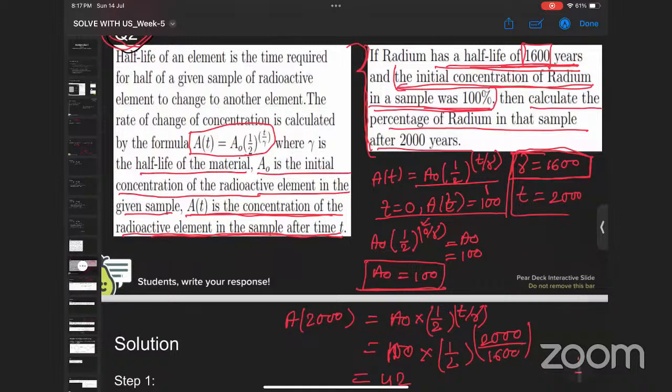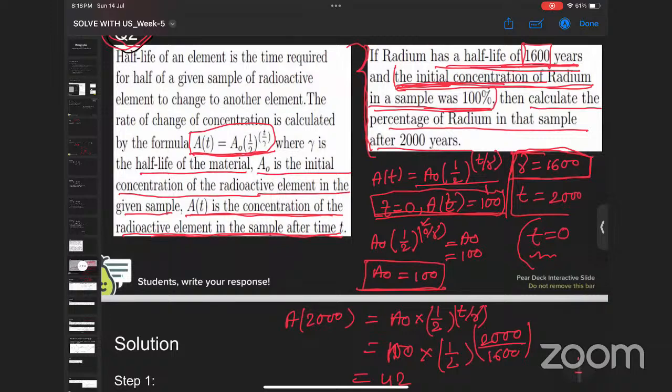In the next line, they told that the initial concentration of radium in a sample was 100%. So, what do you mean by initial? If we are talking about something initial, that means when t equals 0, some condition, right? Got it, ma'am. So the initial concentration, and for concentration we have this equation. That means when t equals 0, we have the value of A0 equals 100. Now I got it, ma'am. I had the confusion how we got A naught equal to 100. Now I got it. Thank you, ma'am.